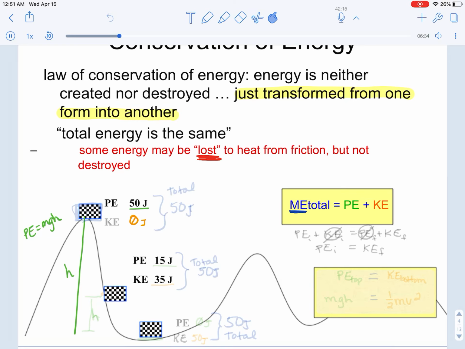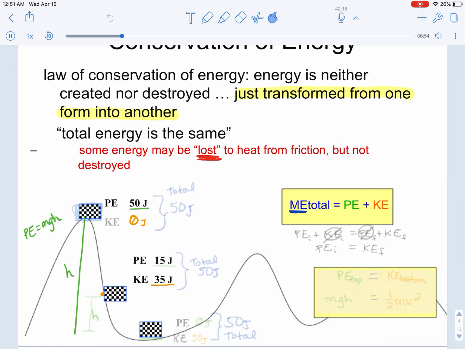So we can see from this illustration that when we get to this location on our hill, my object no longer has a kinetic energy of 0, but it now has a kinetic energy value of 35 joules. Well, where did that energy come from? It cannot be created or destroyed.